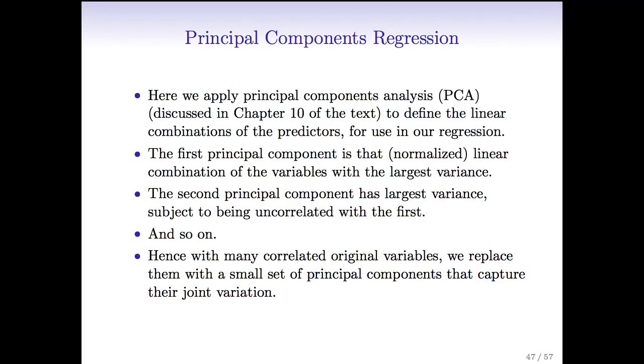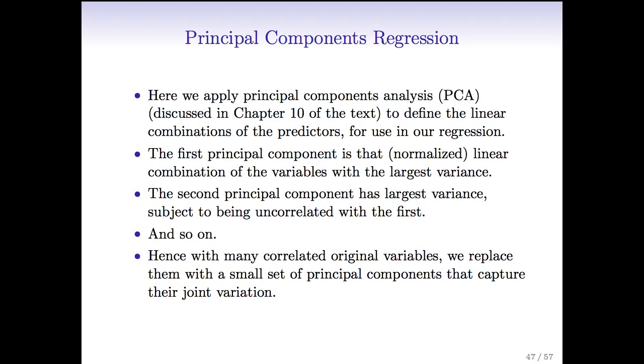So by far the most famous dimension reduction approach is principal components regression. Principal components regression involves a two-step procedure. In step one, we find what are called principal components of the data matrix X. We're going to cover principal components in detail in chapter 10 of the textbook, so I'm not going to cover that in great detail here. In step one, we get principal components, and then in step two, we just perform least squares regression using those principal components as predictors.